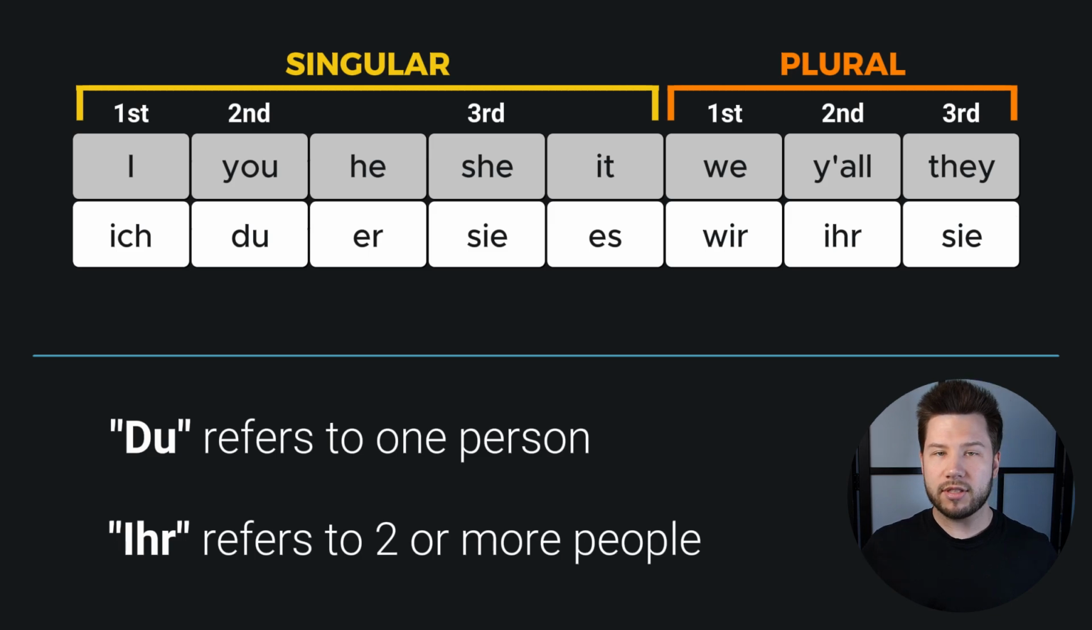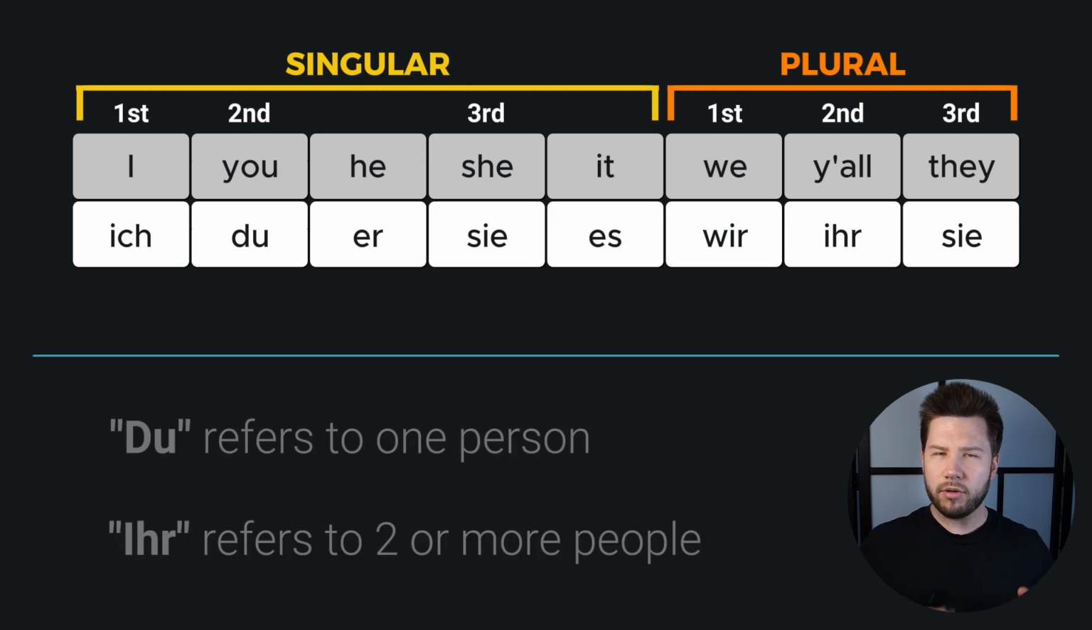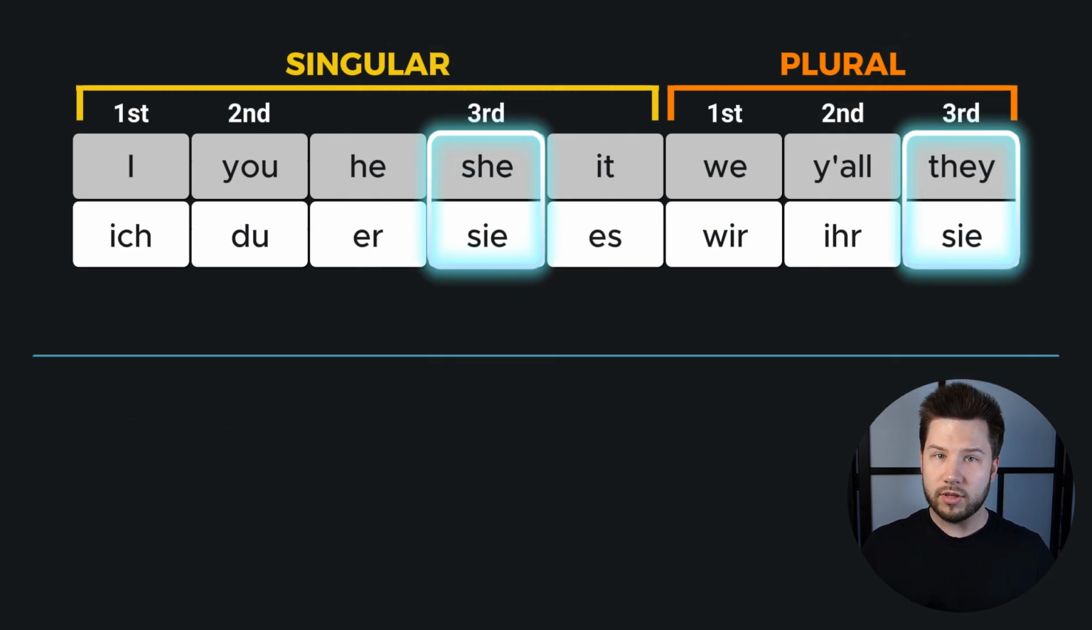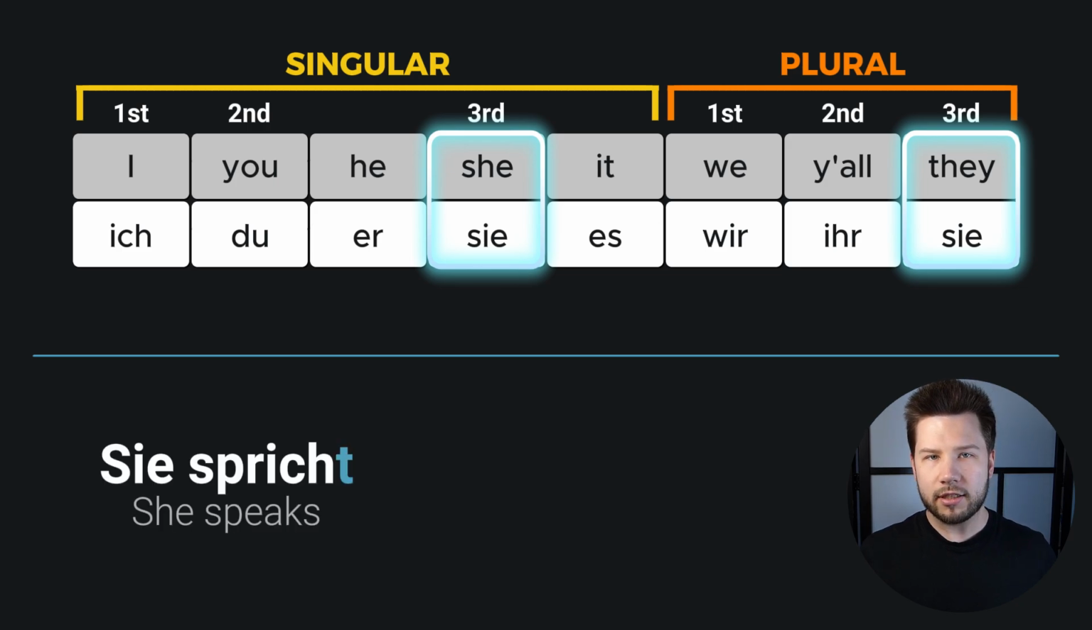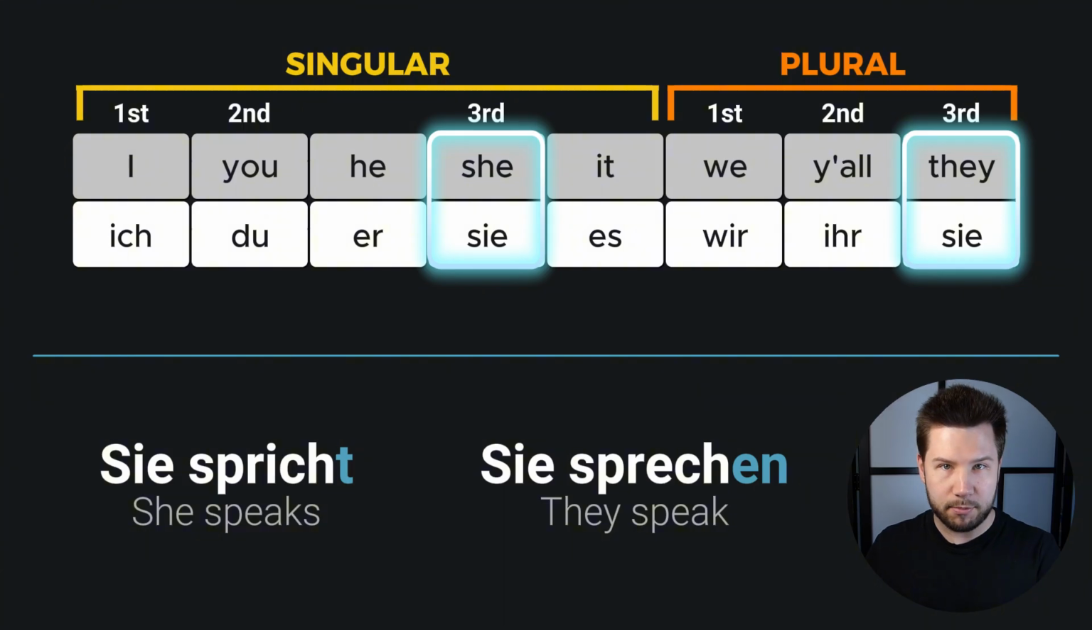The second thing you might have noticed and that I joked about in the intro is that both she and they are translated to sie in German. So how do we know which one is meant? The answer is quite easy, the verb form is different. Sie spricht means she speaks. However, sie sprechen means they speak. Little side note here, verb conjugation is definitely something I'll cover in this playlist, so whenever a video is ready, I'll link it in the info card right here.